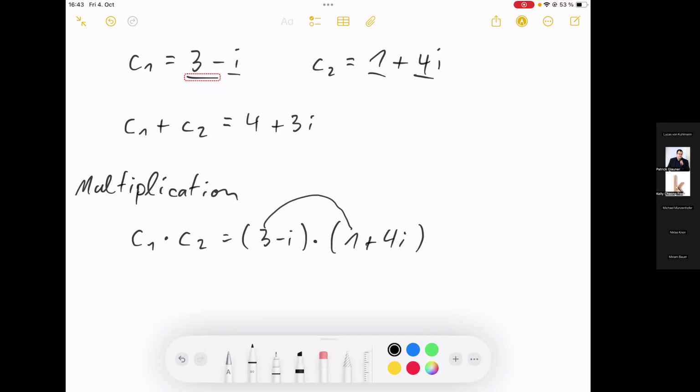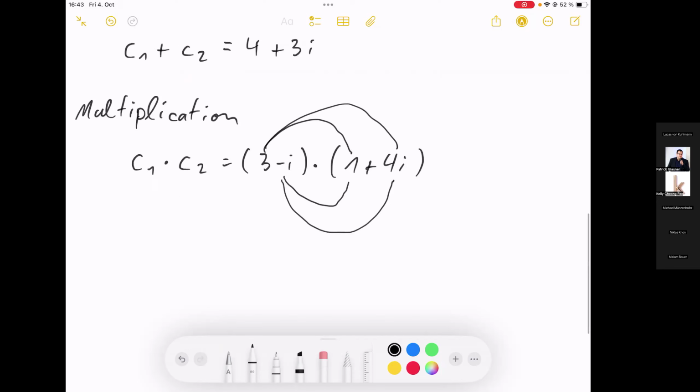So it's 3 times 1 plus 3 times 4i. It's minus i times 1 and minus i times 4i, and you sum this together. And I want to know from you what your result is when you multiply these two complex numbers and then sum up all these individual products. Let us know what you got.